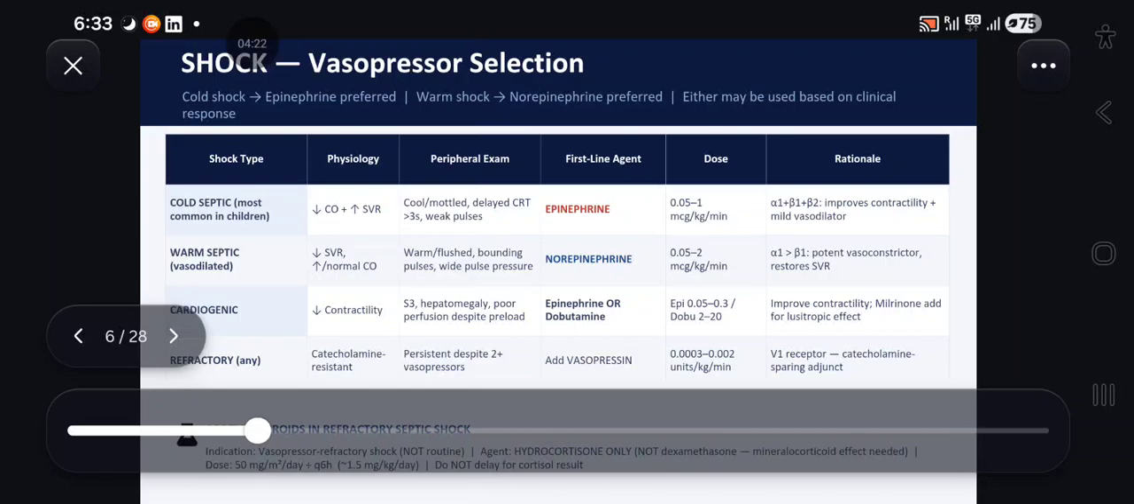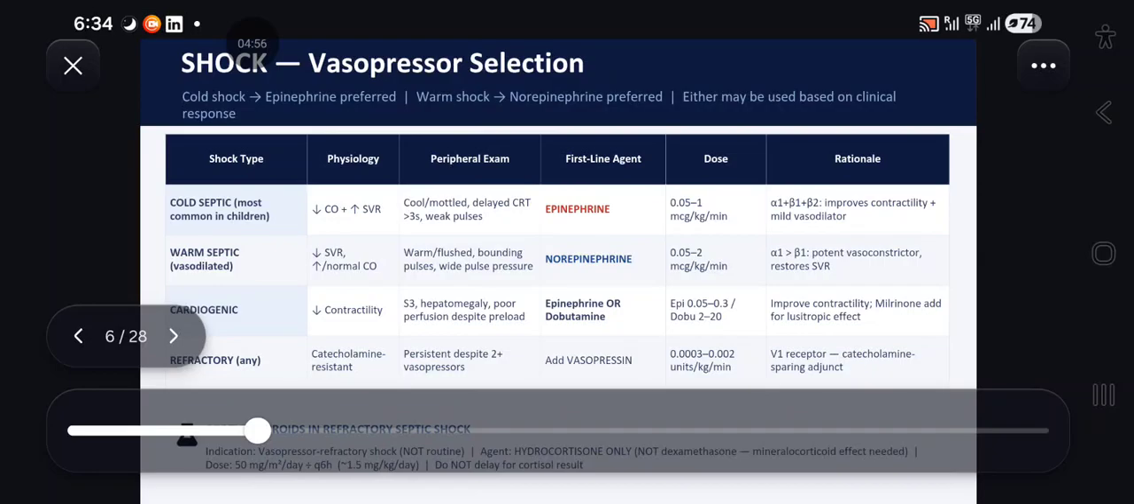But epinephrine, for example, has more affinity to beta agonist activity, so it will act on the heart, where beta receptors are located, and it will increase the contractility power of the heart more than blood vessels. So in cold shock here, if we see in the slide, and this is almost common in children in septic shock, cardiac output is less and systemic vascular resistance is more.